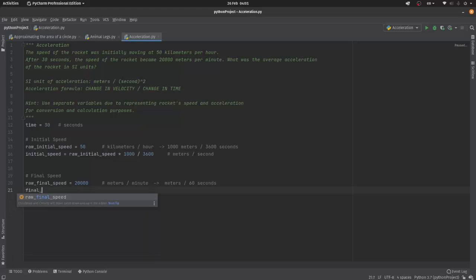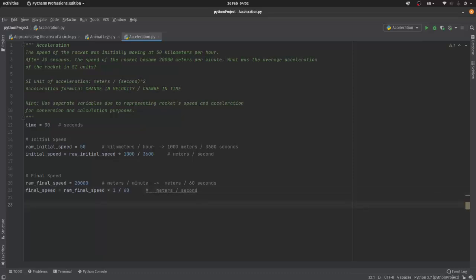Now that we have the raw final speed, we need to convert it into SI units. To do that, I'm going to create a variable called final speed, equal to raw final speed multiplied by 1, since meters is meters and we don't need to change anything here. But a minute is 60 seconds, so I have to divide by 60 to turn it into meters per second, just like in the SI.